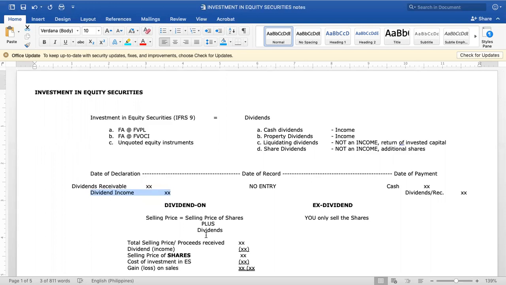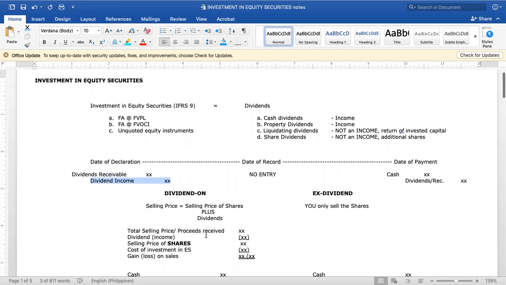So in computing the gain or loss on sale of the shares, we need to disregard the dividend. Kinahanglan nato siya i-remove sa selling price to compute the gain or loss on sale. So this is the formula. You have the total selling price or the proceeds received, the total cash nga imong na-receive from the sale transaction, minus the accrued dividend income nga you're about to receive. Wala pa nimo nadawat, di ba? Pero since you own shares at the date of declaration, you already have the right to receive the dividends. Then that is the selling price solely for the shares, minus the cost or the subsequent measurement of the investment. So that is the gain or loss on sale.